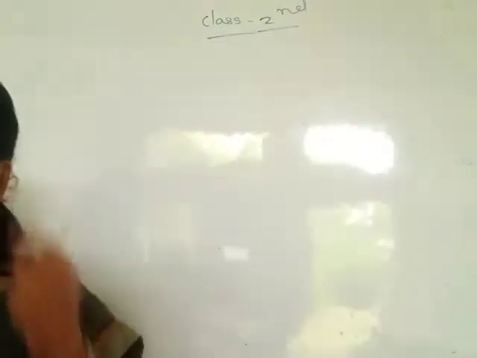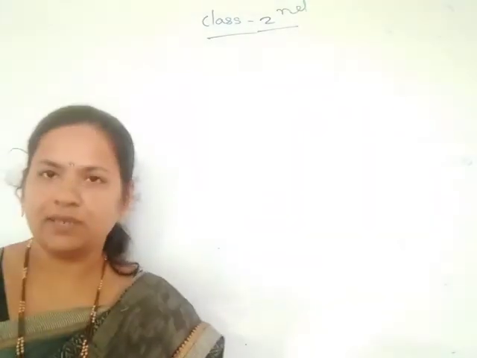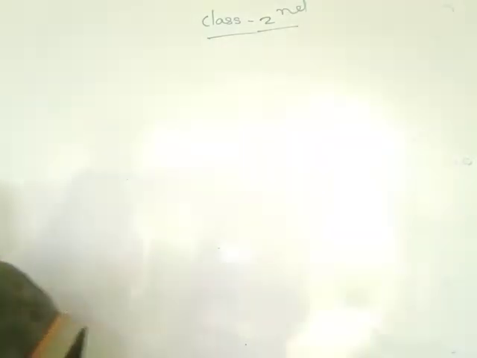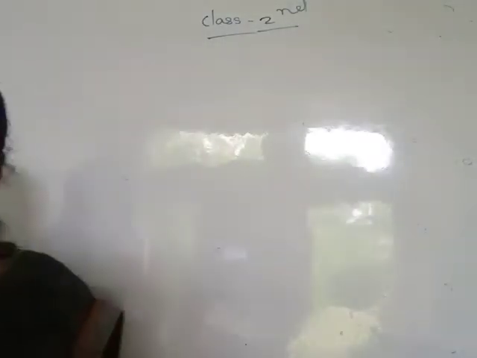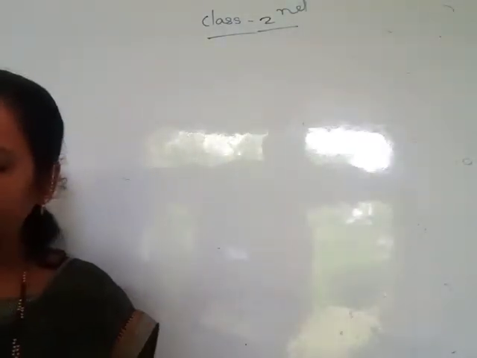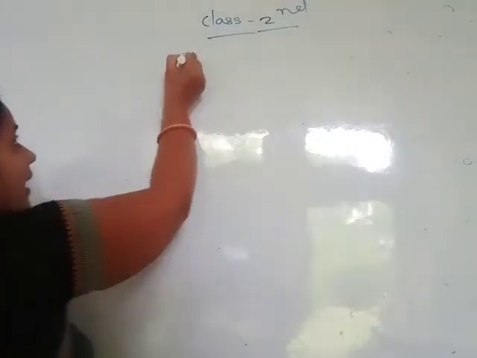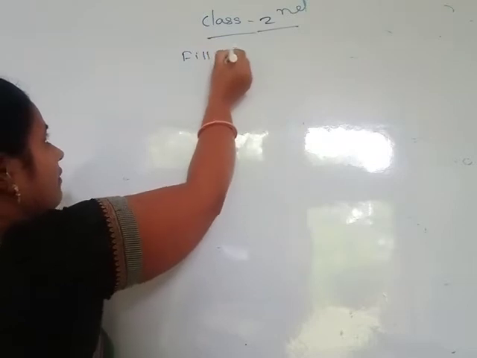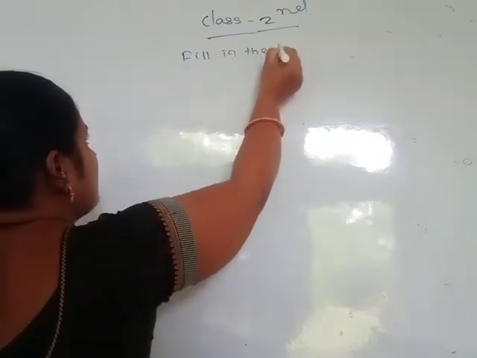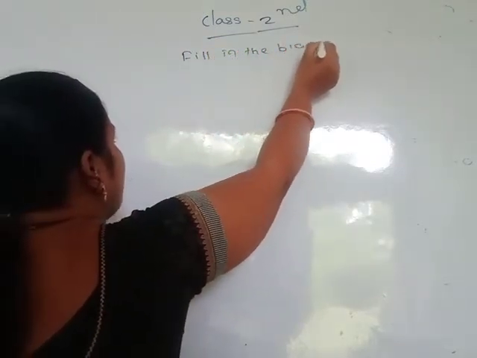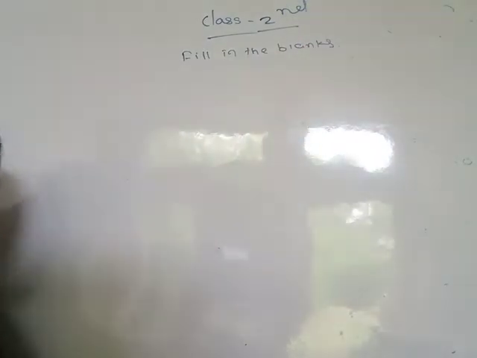This next one, fill in the blank spaces. Here the numbers are given, and you write in words these numbers' place value and place name. Question is here. Fill in the blanks. Expanded form of the numbers.